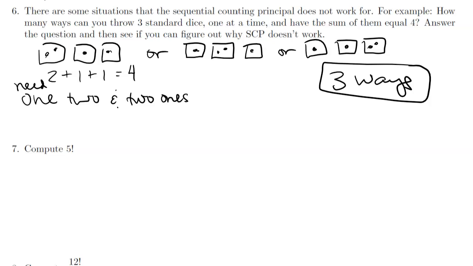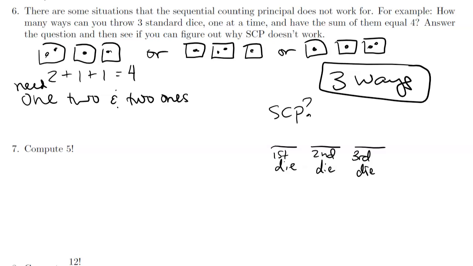Now we might have attempted to see, does sequential counting work for this? Does it make sense? Well, I do have 3 dice. So there is like a first die, second die, third die.